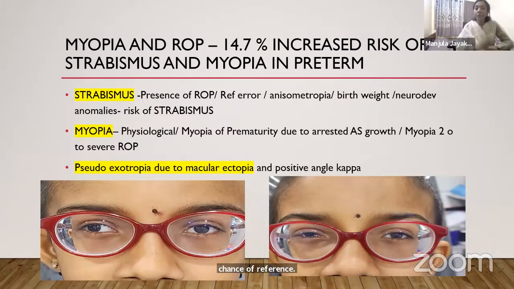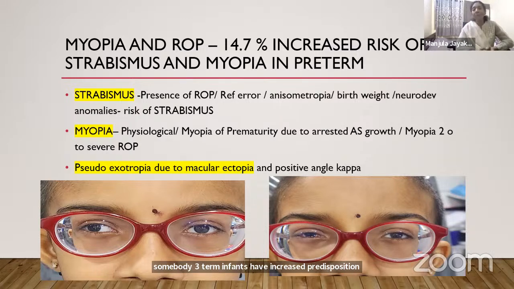Now, as already told by Sableen, preterm infants have increased predisposition to both strabismus and myopia. What are the causes of myopia in a preterm child? Physiological or axial. It can be myopia of prematurity because of arrested anterior segment development. It can be myopia because of severe retinopathy of prematurity.